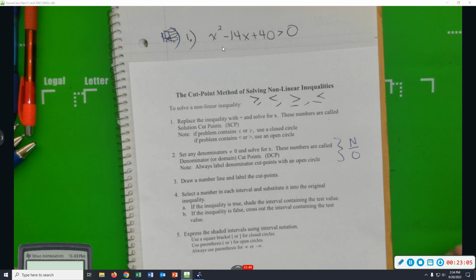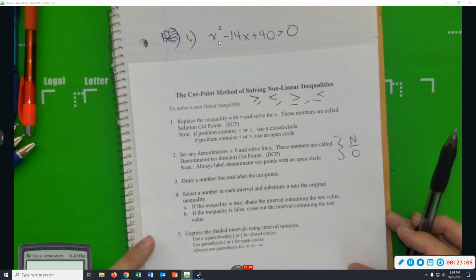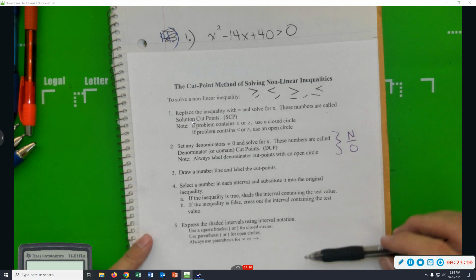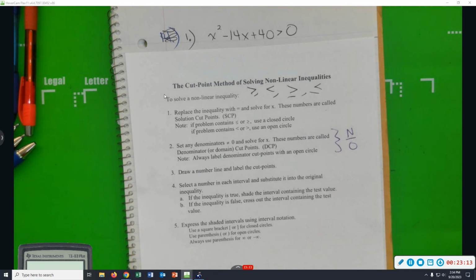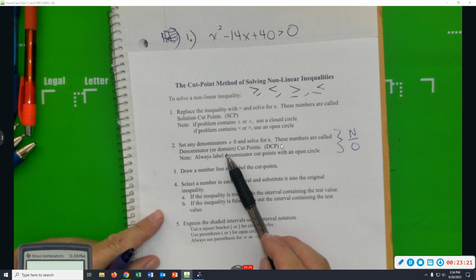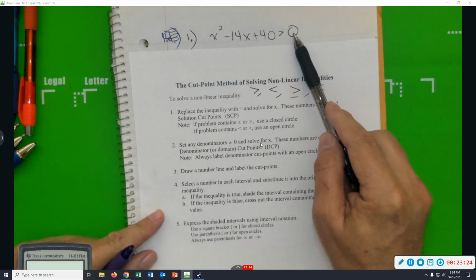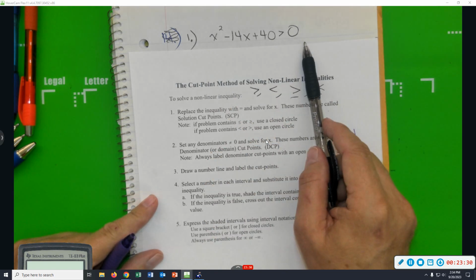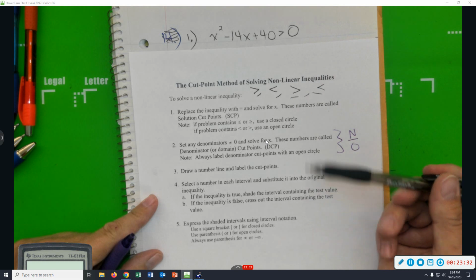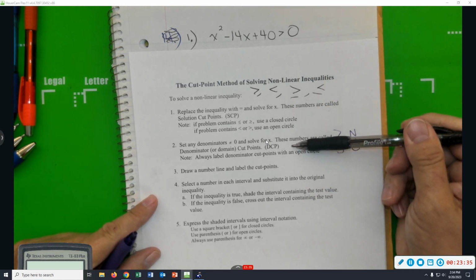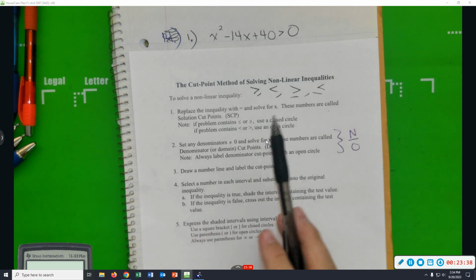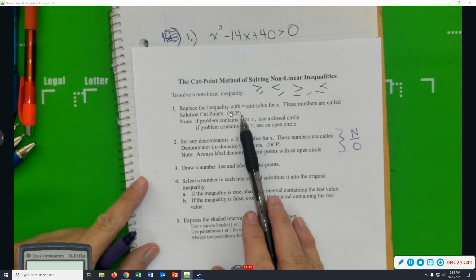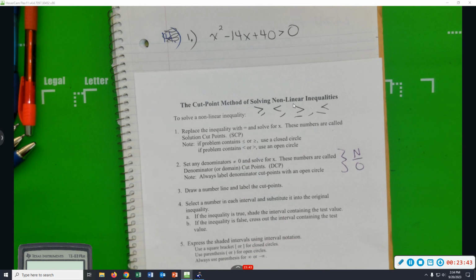This is number 1. I didn't want to start with this because one of these 5 steps we're just going to skip. Which of these 5 steps are we going to skip? Number 2. In order to have denominator cut points in the problem, the inequality must have denominators. Do you see any denominators there? So if your inequality doesn't have fractions, you're just going to wind up skipping over step number 2. But let's get going. Number 1, replace the inequality with an equal sign and solve for x.